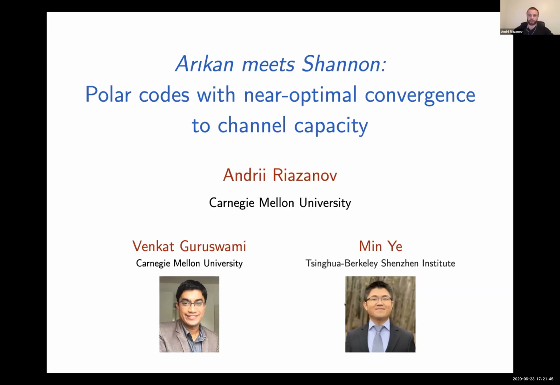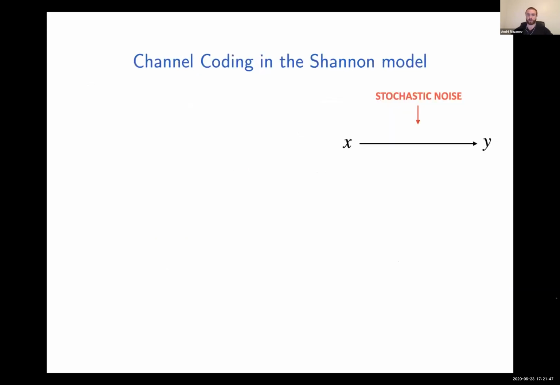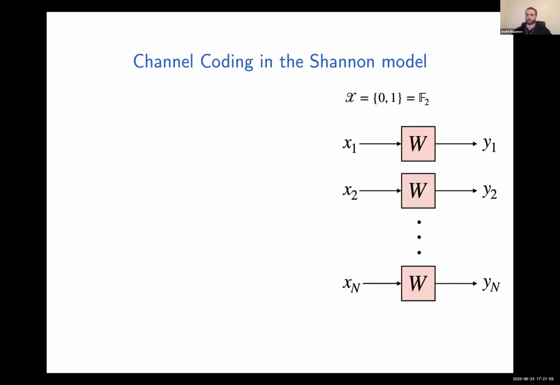So the setup for us will be very standard channel coding in the Shannon model. Basically we have some communication, which might be corrupted by noise, which is going to be stochastic noise. We will model it by having a probabilistic channel in the middle of the communication. The channel for us will be memoryless, so if we use it more than once, then every usage is completely independent. And we will restrict ourselves to binary input channels, so the input alphabet will be the bits 0, 1.